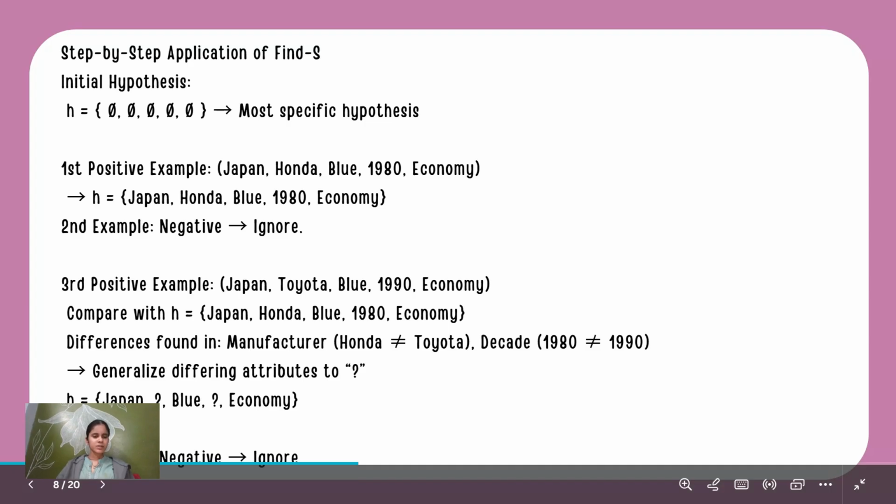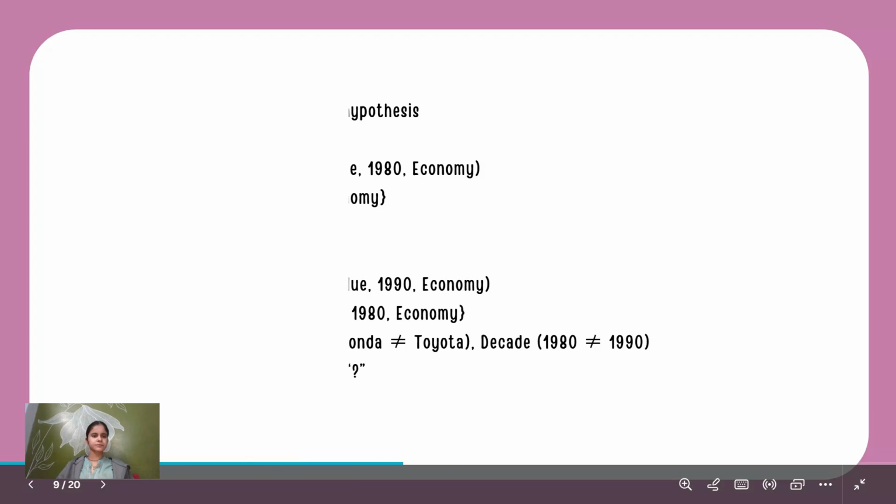Compare with the first positive example, and the difference is found that the manufacturer and the decades are different, so we generalize the different attributes to question mark. So you can see the new hypothesis will be Japan, question mark, Blue, question mark, and economy. Now, the fourth example is also negative, so we ignore it.